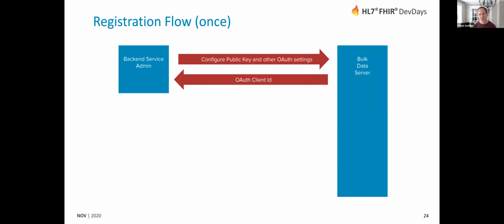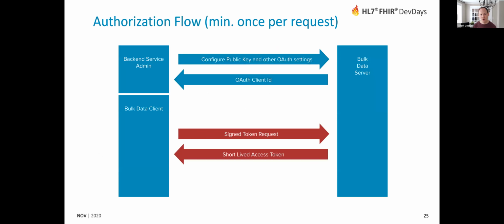there's that initial setup step where the backend service admin registers their public key with the bulk data server and gets back a client ID. And then when they're ready to make a request, they sign a token request using their private key. The bulk data server verifies it using the public key, and then gives back a short-lived access token that the bulk data client can use in that series of requests for data that we went through before.